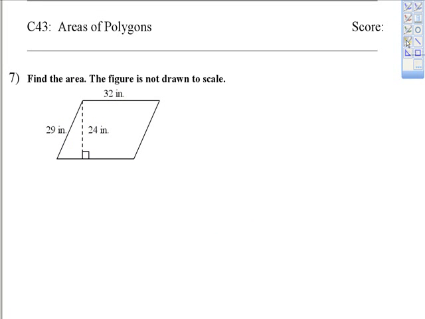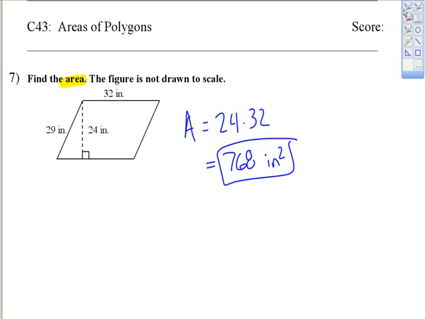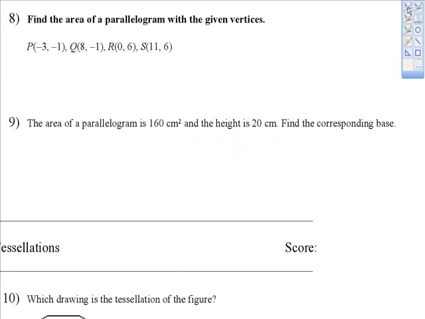Areas of polygons. Number 7 asks us to find the area of the figure. They want us to assume, I guess, that this is a parallelogram. How do you find the area of a parallelogram? Base times height. So we're going to take 24 times 32. That comes out to 768. And they gave us inches, so this is square inches. Any questions there?